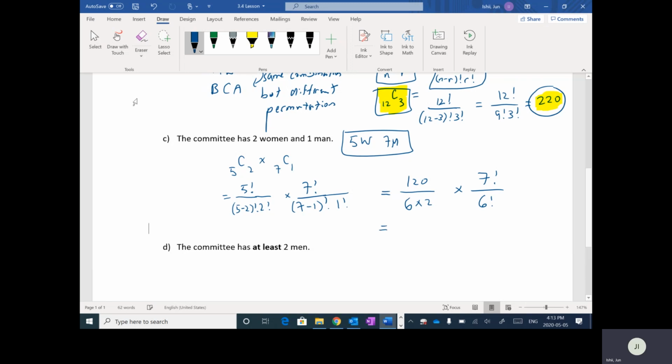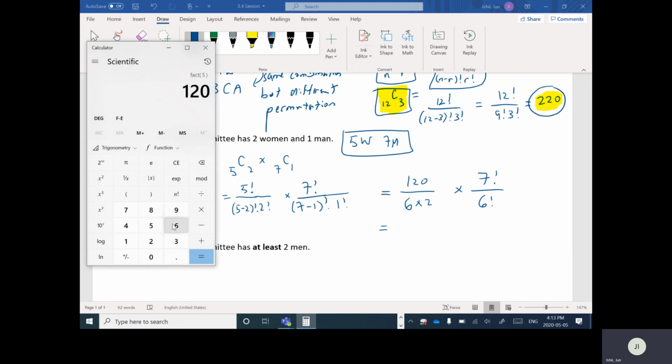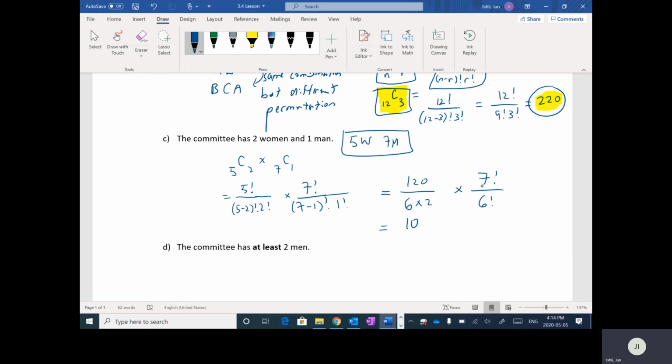All right, so we have 120 divided by 12. I'll just do that in my head. So 120 divided by 12 is 10. And 7 factorial times 6 divided by 6 factorial is just 7, right?